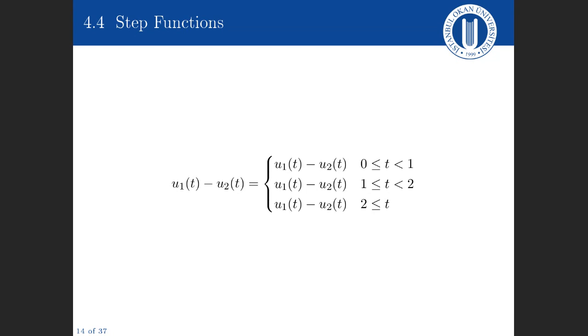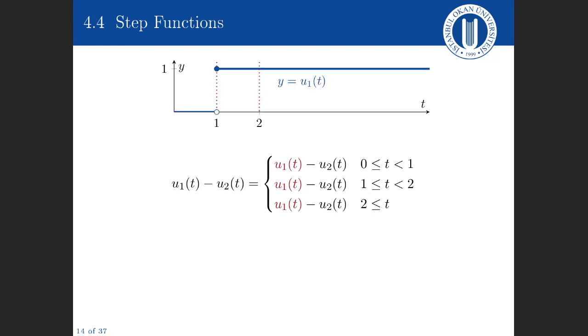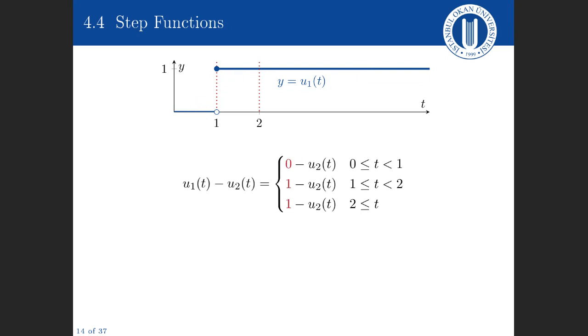First, let's look at u1. Put the graph of u on the top. On the first part, u1 is equal to 0. On the second part, u1 is equal to 1. And on the third part, u1 is equal to 1. So we're going to have a 0 here, a 1 here, and a 1 just here. There we are.